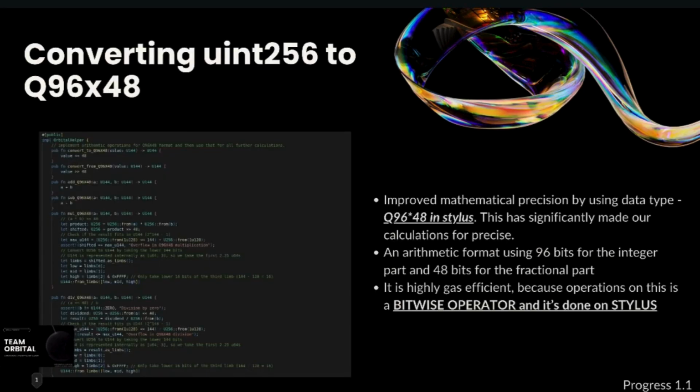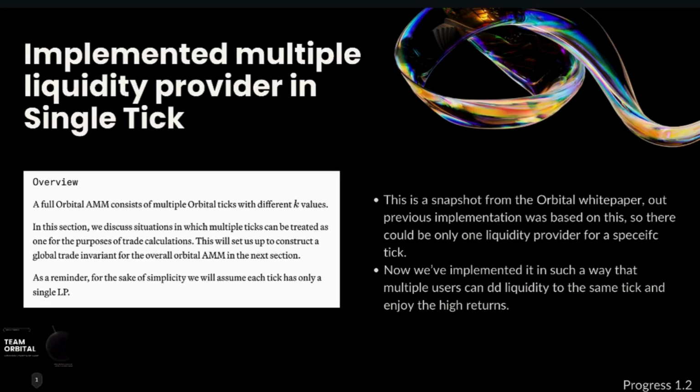Converting U256 into Q96.48. Firstly, the calculations were done in U256, but by converting into Q96.48, it has made our calculations very precise. It is an arithmetic format using 96 bits for the integer and 48 bits for the fractional part. It is very gas efficient, because this is based on bitwise operators and it's done on Stylus.